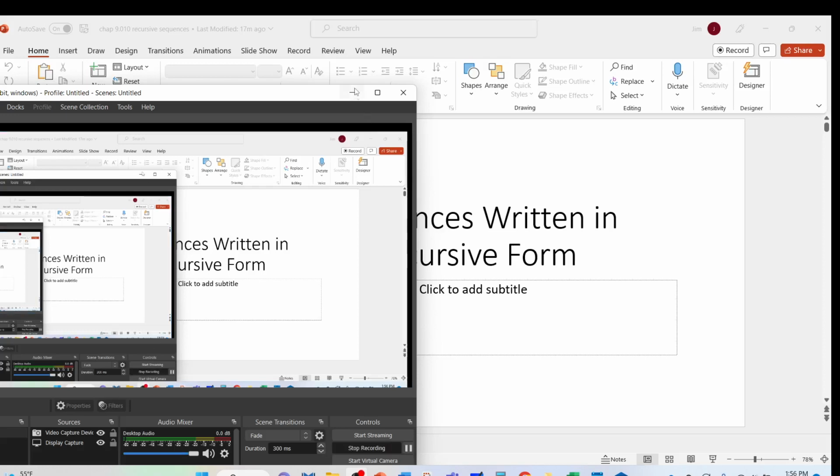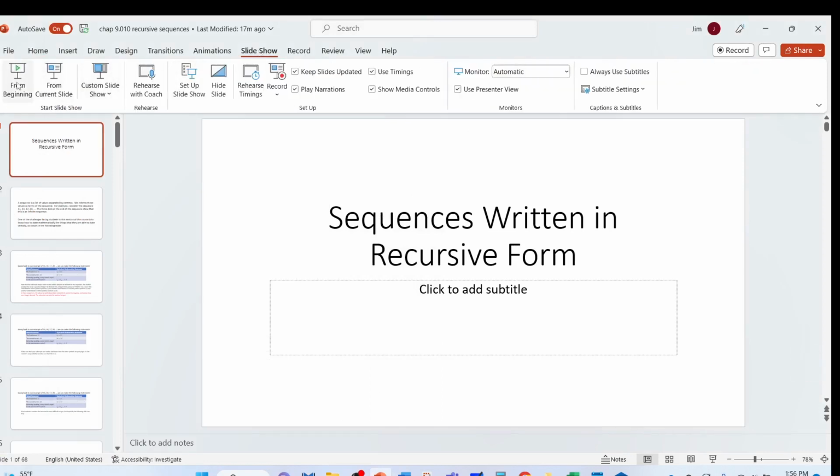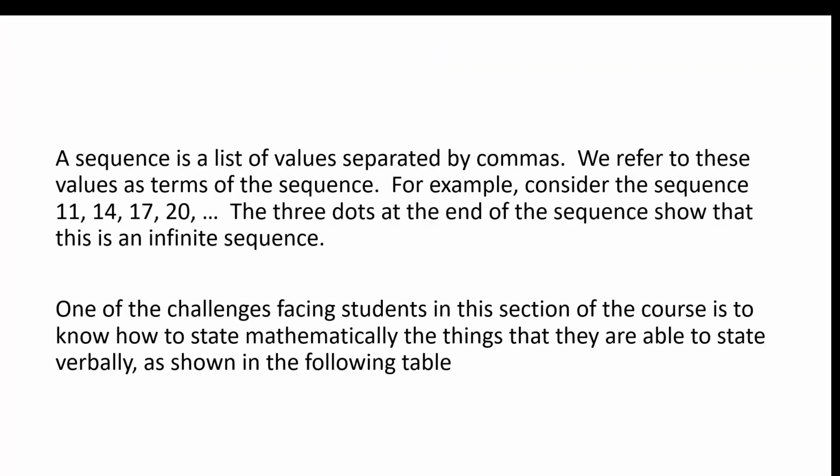In this video, we're going to talk about sequences written in recursive form. A sequence is a list of values separated by commas. We refer to these values as terms of the sequence. For instance, the sequence 11, 14, 17, 20, ... is a sequence, and the three dots at the end show that this is an infinite sequence.